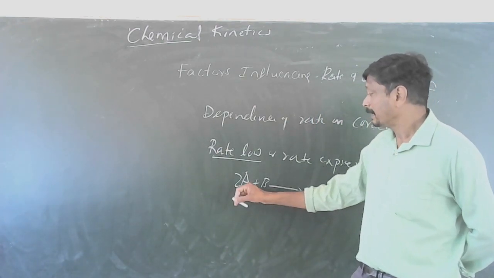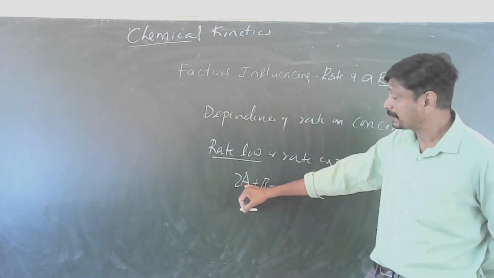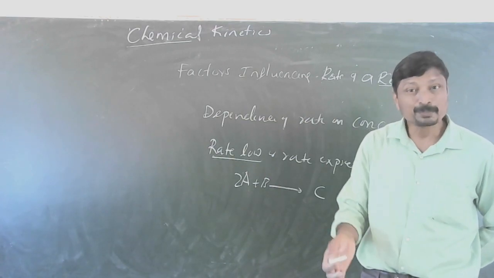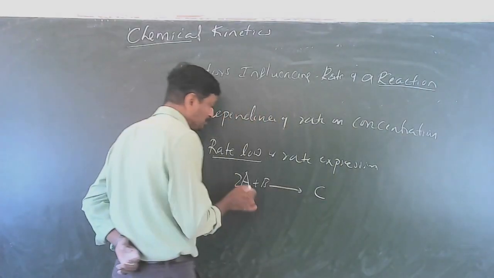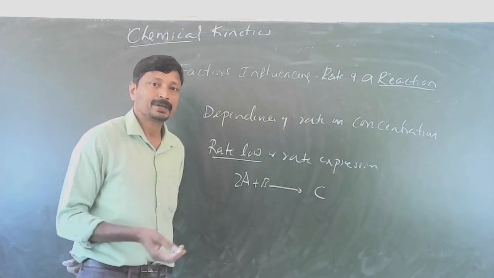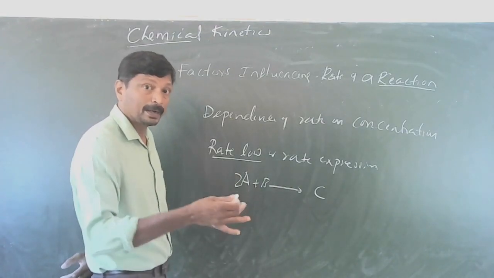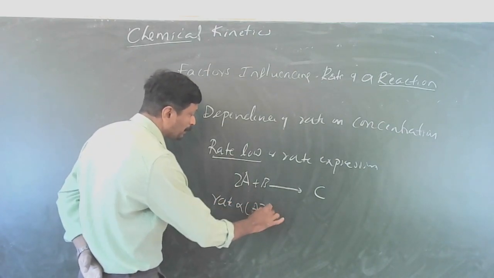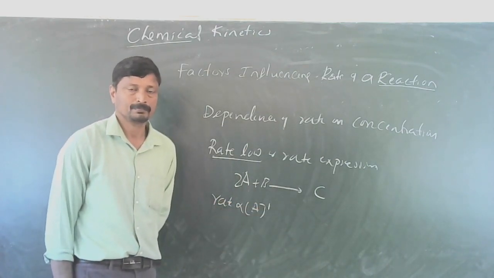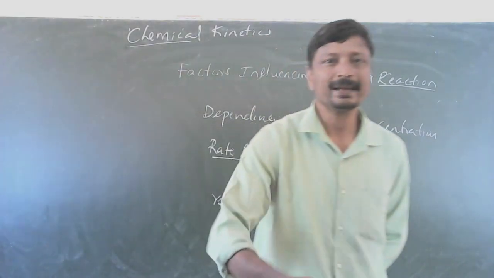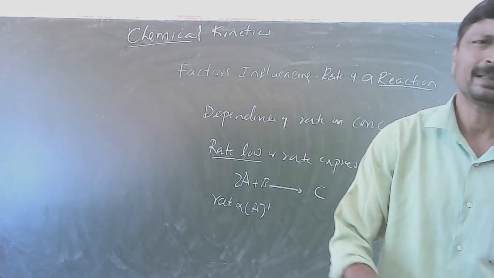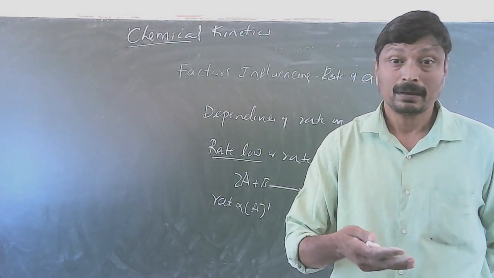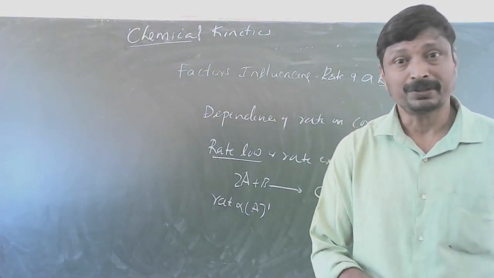Even for a rate law, from the balanced chemical equation we cannot write the rate law. How do you do it? By experiment. Suppose you double the concentration of A in a reaction, and the rate doubles. How do you write the rate expression? Rate is proportional to concentration of A to the power of 1. Suppose you double the concentration, the reaction rate doubles. That means the rate of the reaction depends upon the first power of the molar concentration of the reactant.